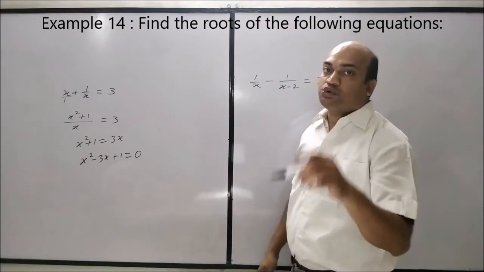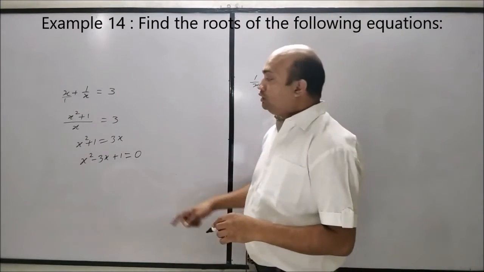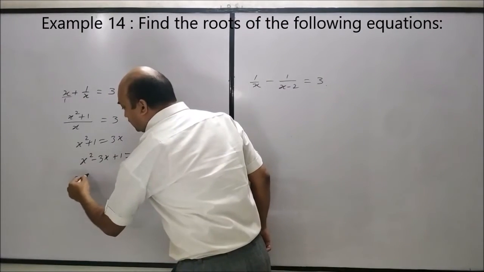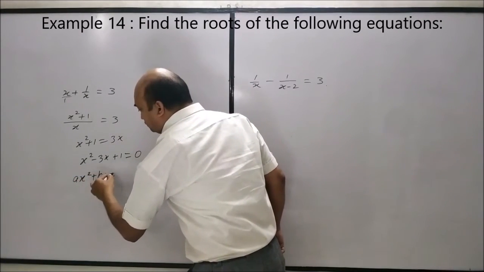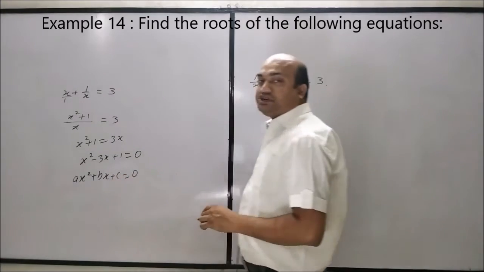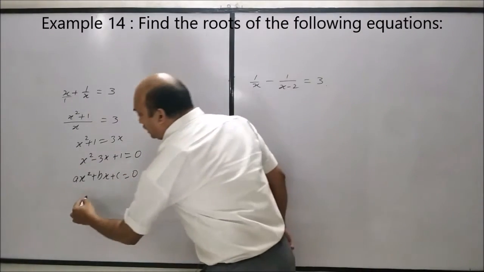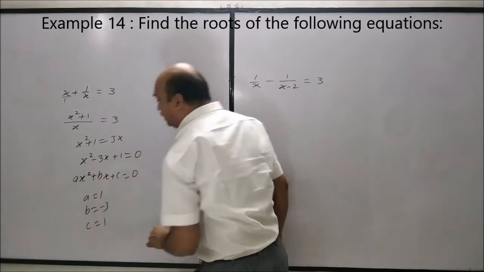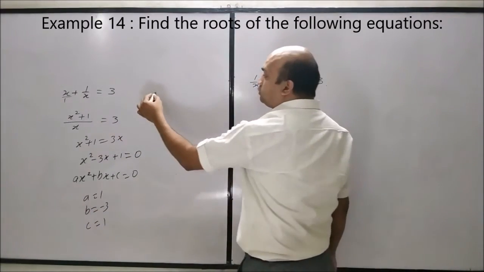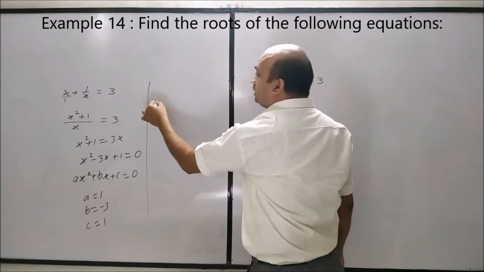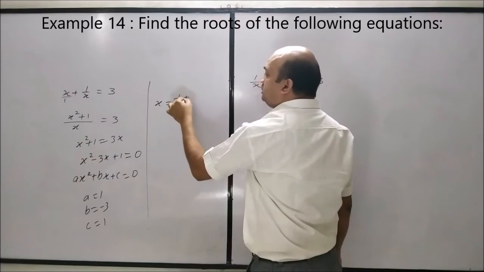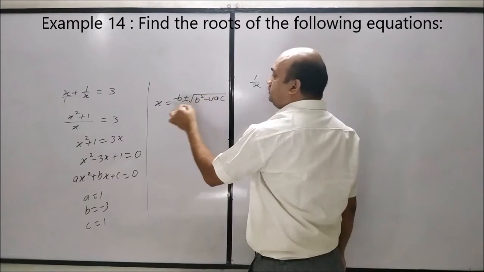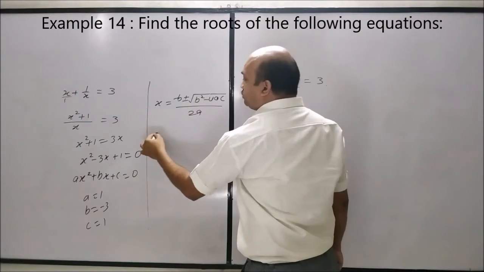Okay. Now we use the quadratic formula to find the roots of this equation. We compare it with ax square plus bx plus c equal to 0, that is the standard quadratic equation. a we will get 1, b we will get minus 3, and c we will get 1. Now we apply the quadratic formula. Quadratic formula is x is equal to minus b plus minus under root b square minus 4ac upon 2a.